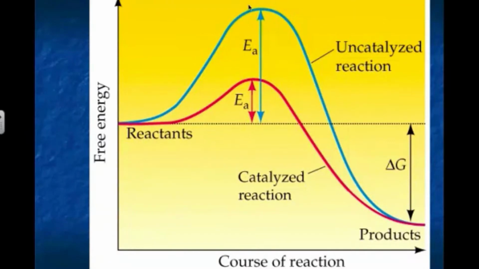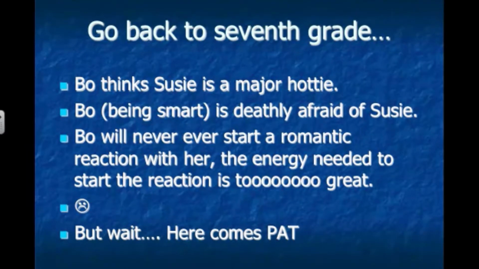All a catalyst does is lower the activation energy. This is without a catalyst up here in blue. This is with a catalyst down here in red. It just makes it easier for a chemical reaction to happen. It doesn't change where you start and where you end. It just makes the hill a little bit easier to climb. This is the way I like to explain these things about catalysts.